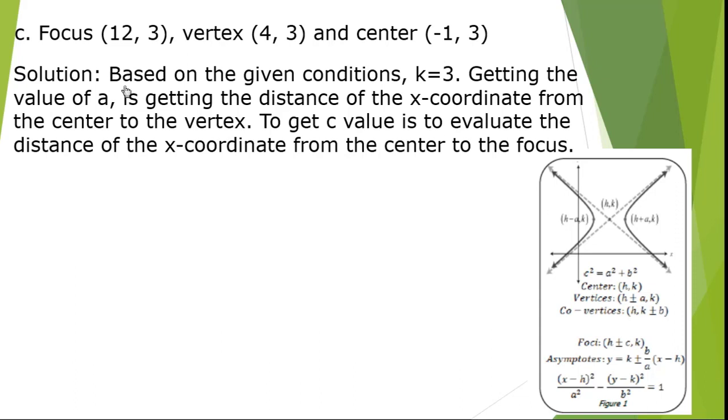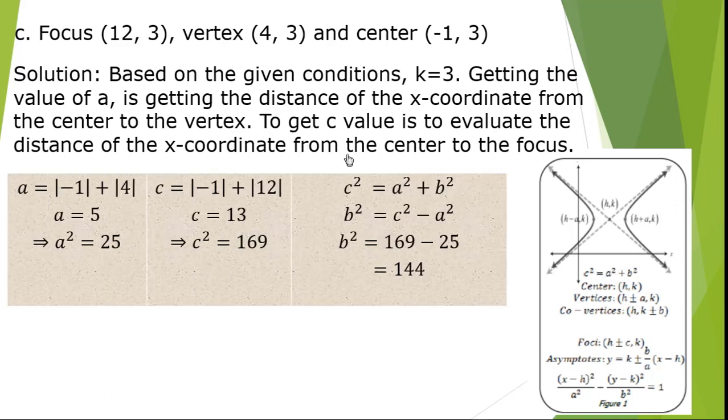So it says in the solution, based on the given conditions, k equals 3. Then getting the value of a is getting the distance of the x coordinate from the center to the vertex. So this is 4 plus the absolute value of -1, which is 5. How about c? To get the value of c is to evaluate the distance of the x coordinate from the center to the focus. So we have the center -1, absolute value is 1, and 12, so 13.